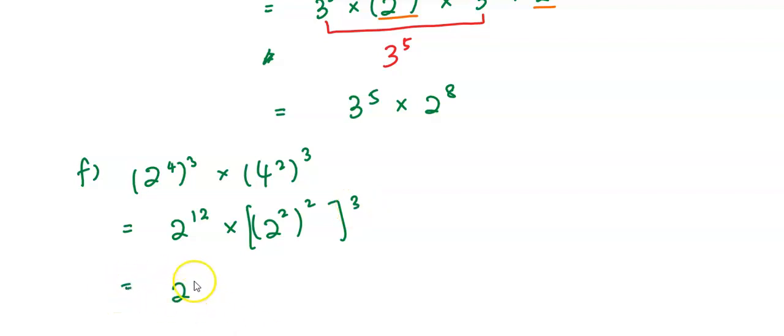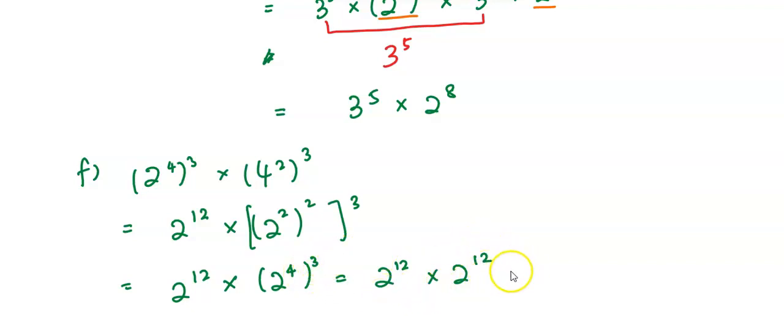Alright, so we can do it step by step. 2 power of 2 can be written as 2 power of 4, and this is going to be power of 3. So I'll just write them step by step. Alright, and this is 2 power of 4 multiplied by 3, that is 12. Okay, so we apply the rules of indices. These two index numbers having the same base, that is 2, and the power can be added up if the operation is multiplied. 12 plus 12, that will be 24. So this is your answer.